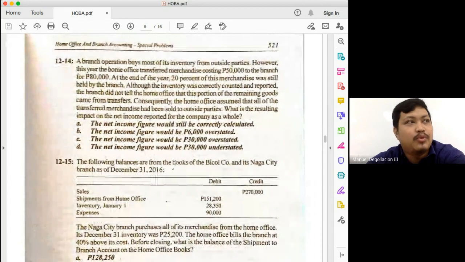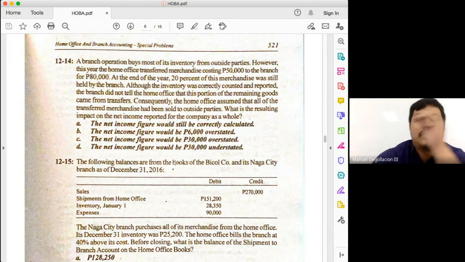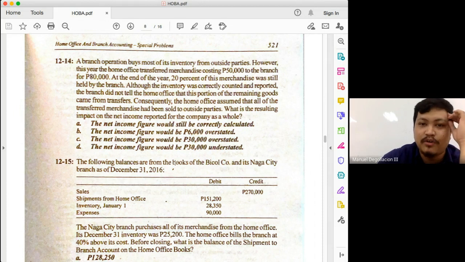Let's proceed to problem 12-14. A branch operation buys most of its inventory from outside parties. However, this year the home office transferred merchandise costing 50,000 to the branch for 80,000. If you're asked, how much is the markup rate based on cost for this shipment? Based on cost. Percentage.